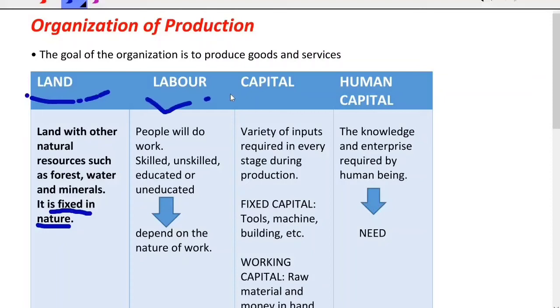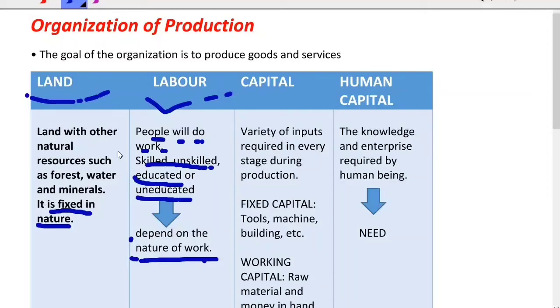The second factor of production is labor. The persons who are doing work are known as labor. Labor can be of any type: skilled and unskilled, educated and uneducated. All types of labor are required to produce goods and services. It totally depends on the nature of work. Means कैसा काम है उसके ऊपर डिपेंड करता है कि कैसे persons की require.